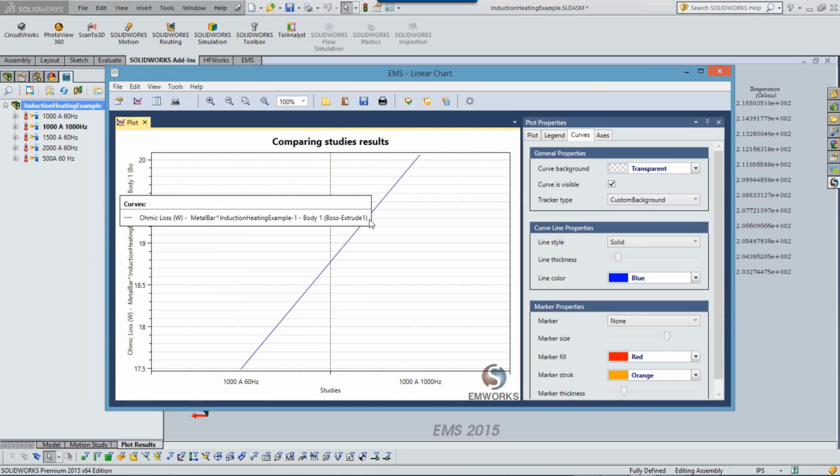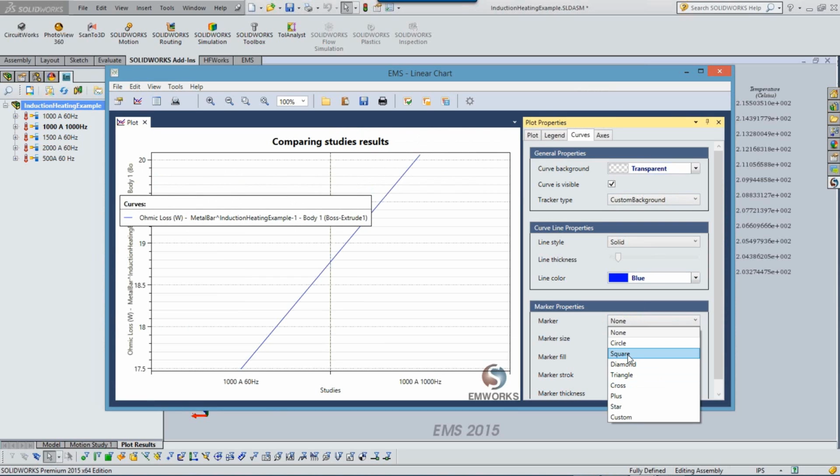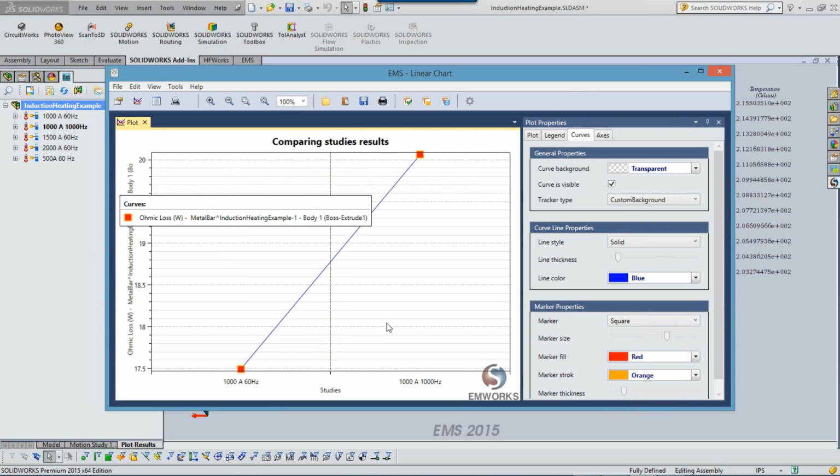Obviously, when I increase the frequency, I'm going to get more ohmic loss. At 1000 hertz, I get close to 20 watts of loss, and at 60 hertz, I get around 17.5. So it's the same current, but you can now study the effect of high frequency AC on the heating. And so you can determine whether you want to increase the frequency versus increasing the current, and these kinds of studies can be done.